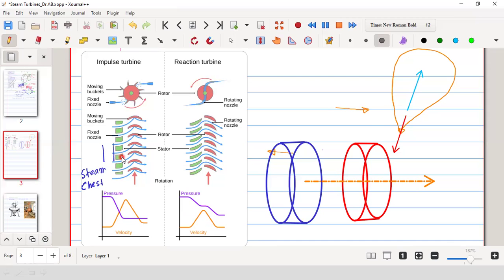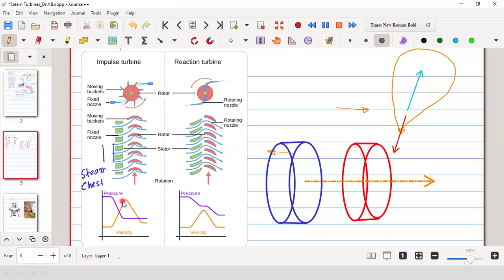Now, after that, what will happen basically? So pressure is reduced. As you see, this purple color line, pressure is reduced here and velocity is increased. So opposite things are happening because energy is conserved. So one energy is converted to another.